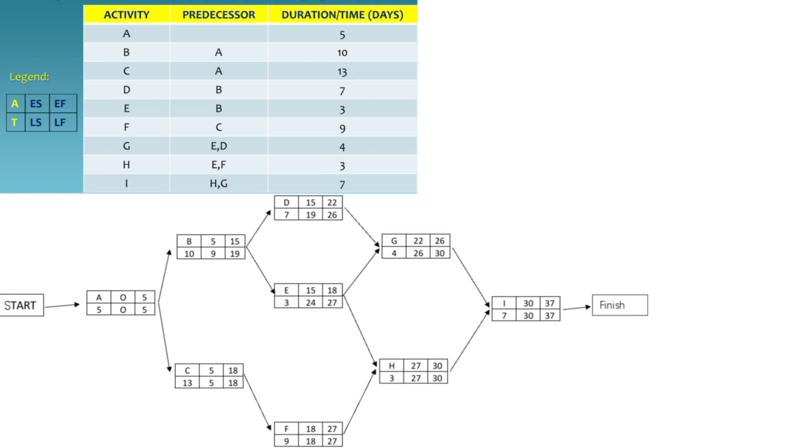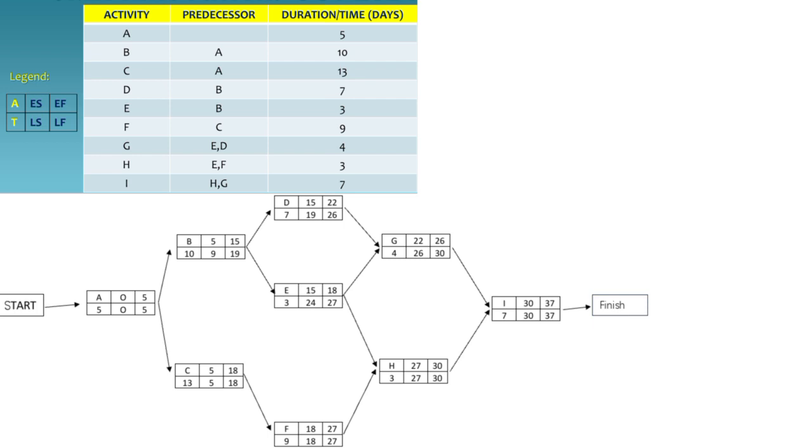Backward pass naman. Activity I, the last activity in the project. Its late finish is the same as early finish, which is 37. The late start for activity I is calculated as LS equals LF minus duration, equivalent of 37 minus 7 equals 30.